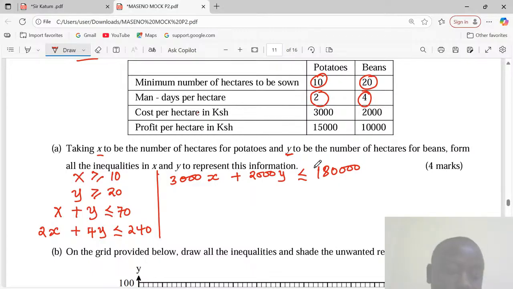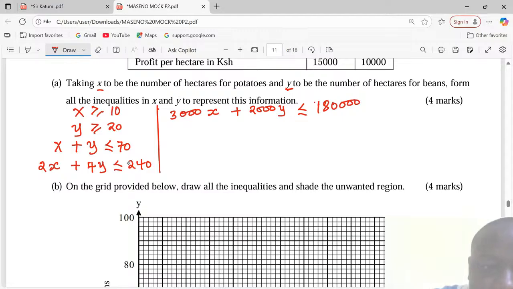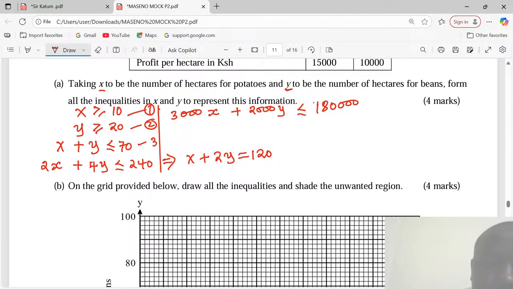We can simplify them before plotting them. This one can become x plus 2y less than or equal to 120. And this is 1, 2, 3, 4. Then the fifth inequality can also be simplified.